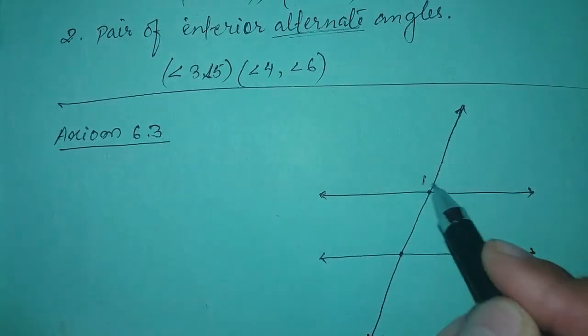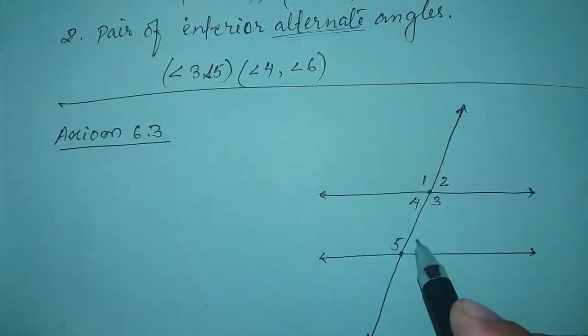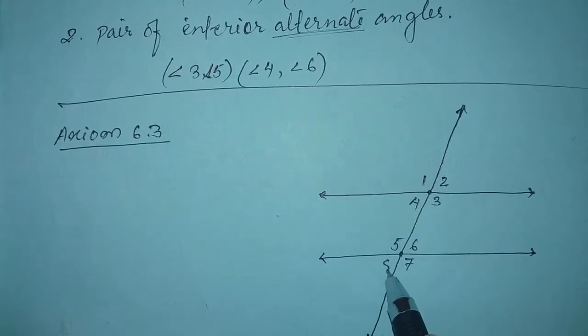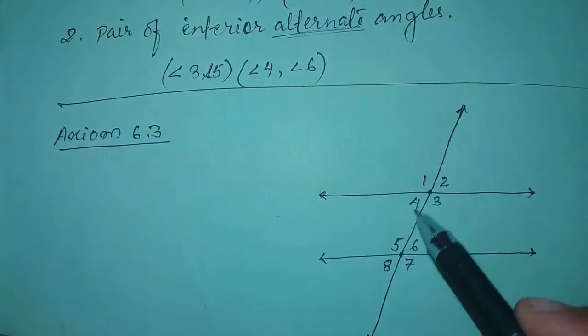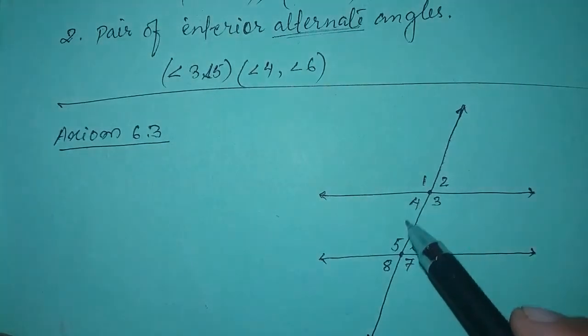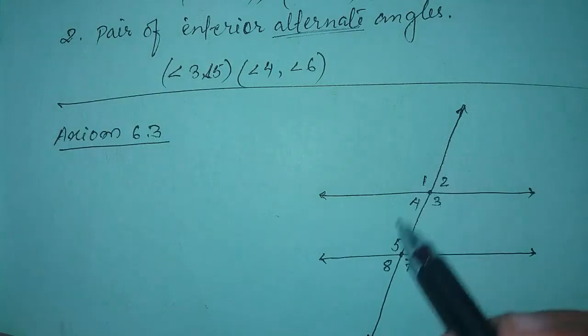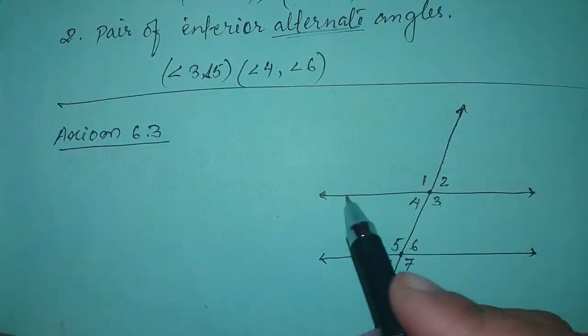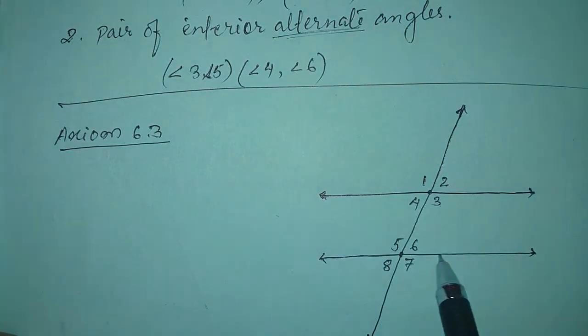Let's say this is 1, 2, 3, 4, 5, 6, 7, 8. The pairs of corresponding angles are 1 and 5, 2 and 6, 4 and 8, 3 and 7. All these pairs of corresponding angles are equal only when these two lines are parallel.